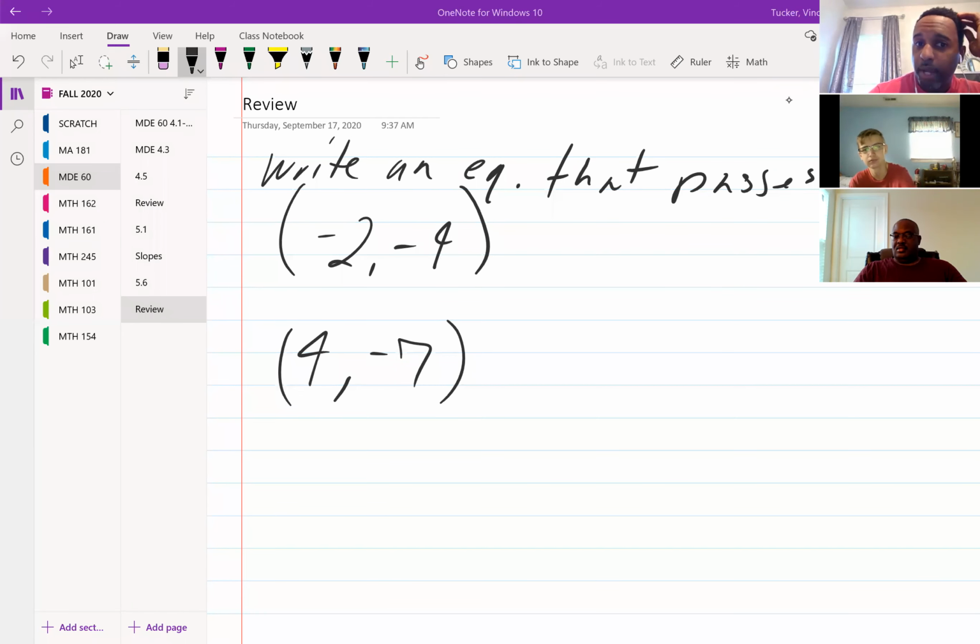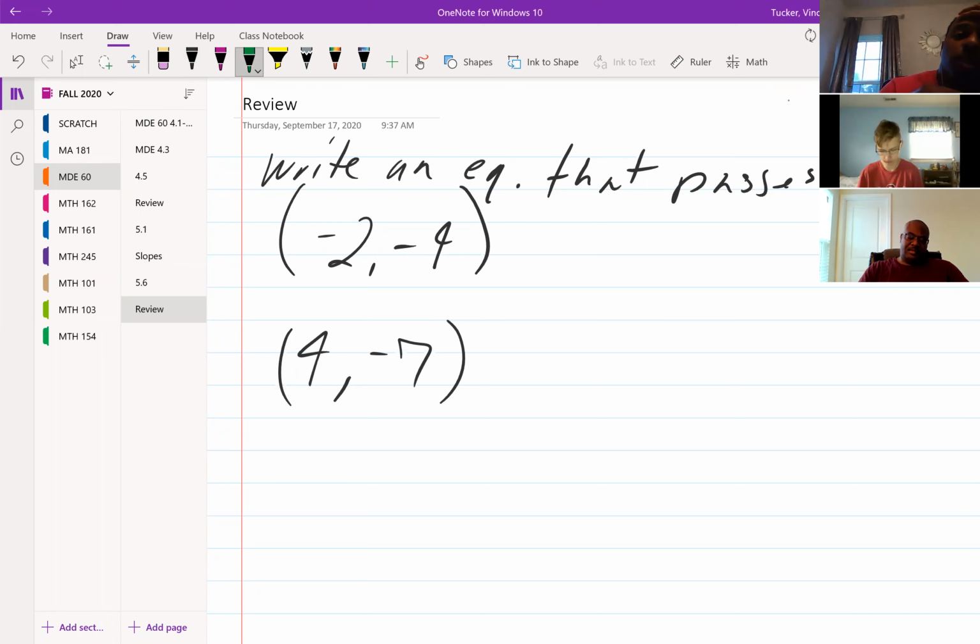So write an equation that passes through 2 points, (-2, -4) and (4, -7). So this is what you were referring to, correct? Yes. So first thing you would do is label your points. I always call my first point I run across x1, y1. Second one, x2, y2.